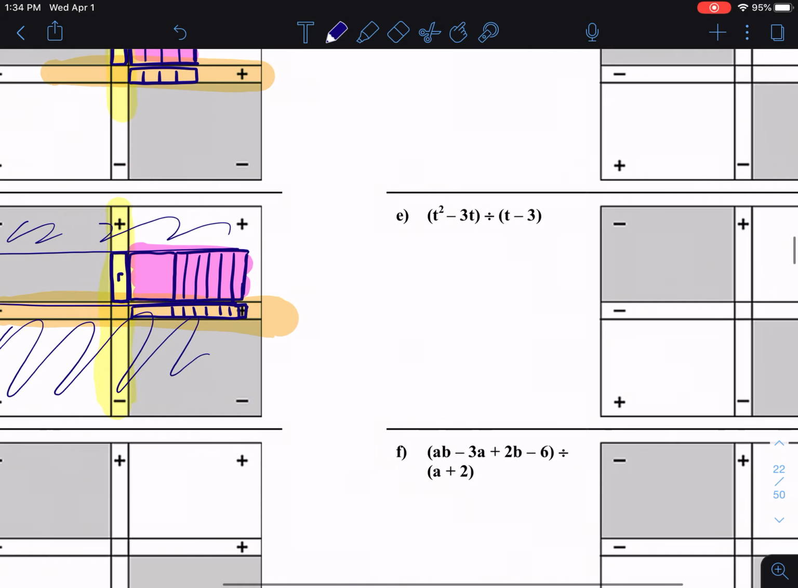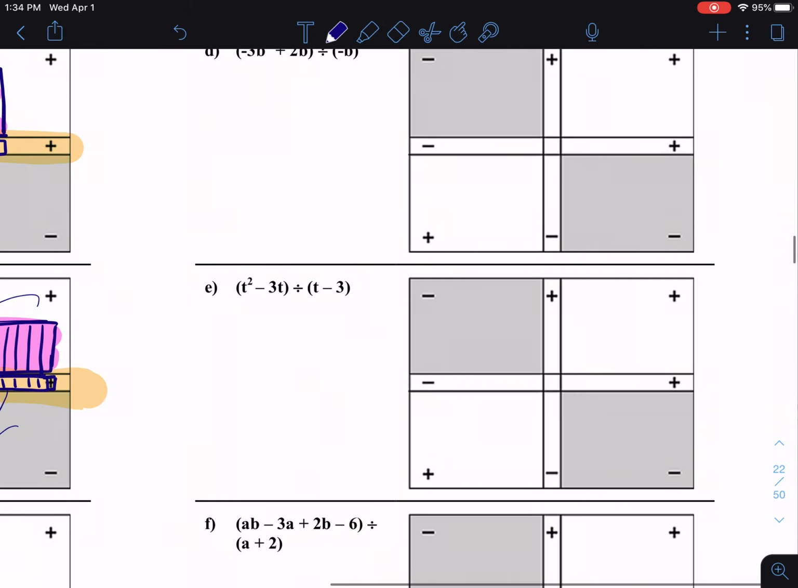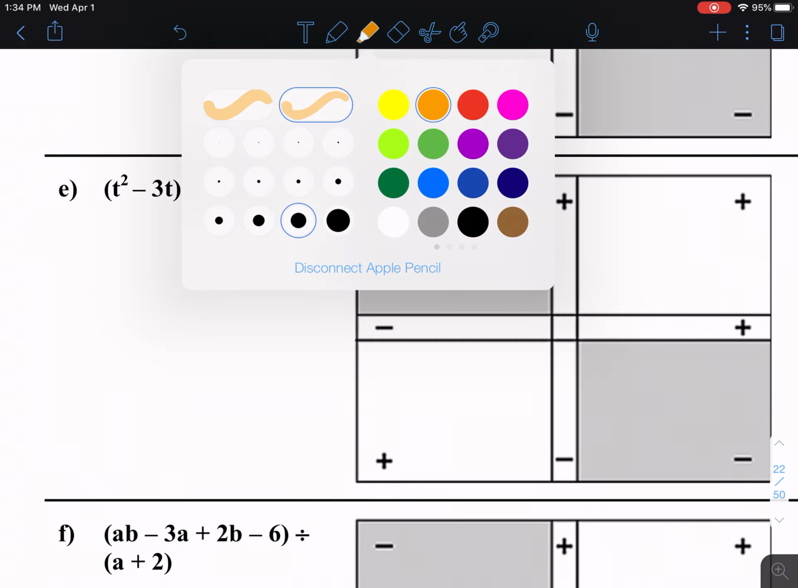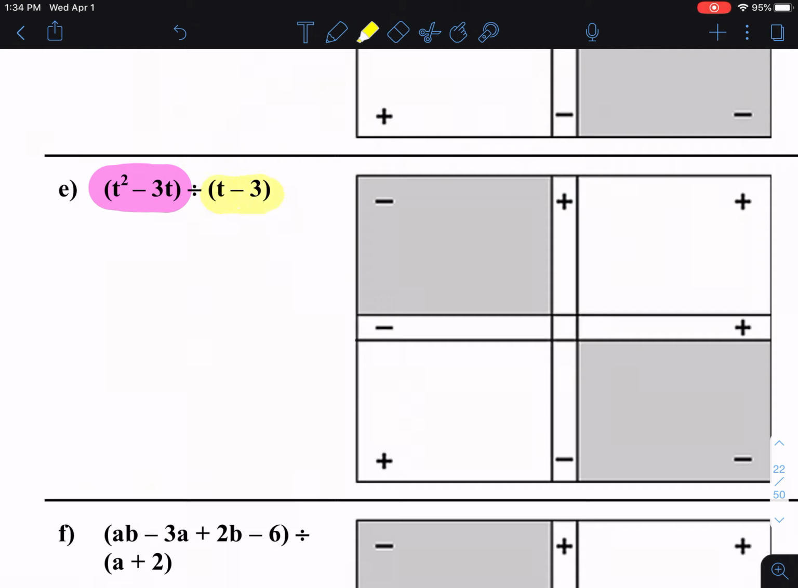Now I'm going to leave C and D for you to work on. Let's try E. Now we still have a product and we're dividing by one of the factors. So let's see. The product is going to be t squared minus 3t. So it might be here, 3t, something like that. Now, the factor is going to be t and minus 3.